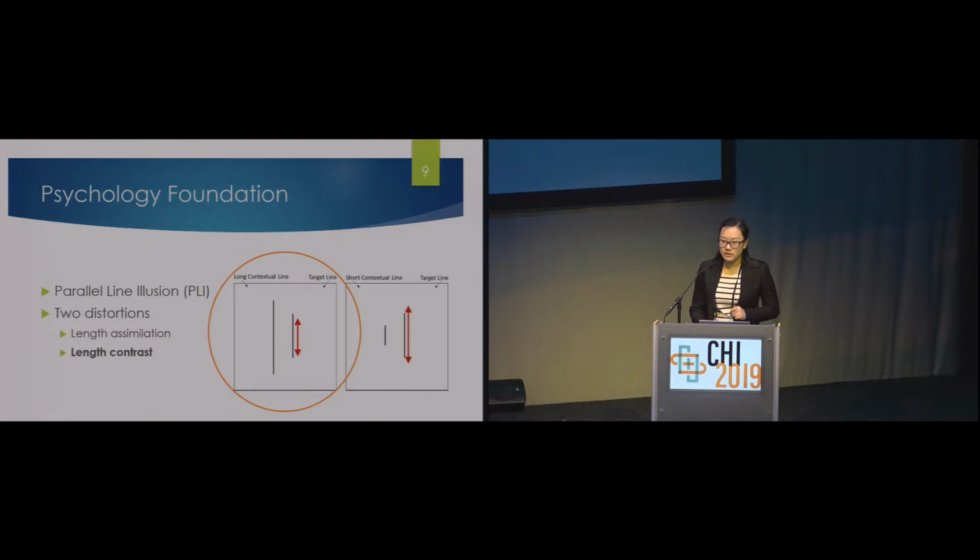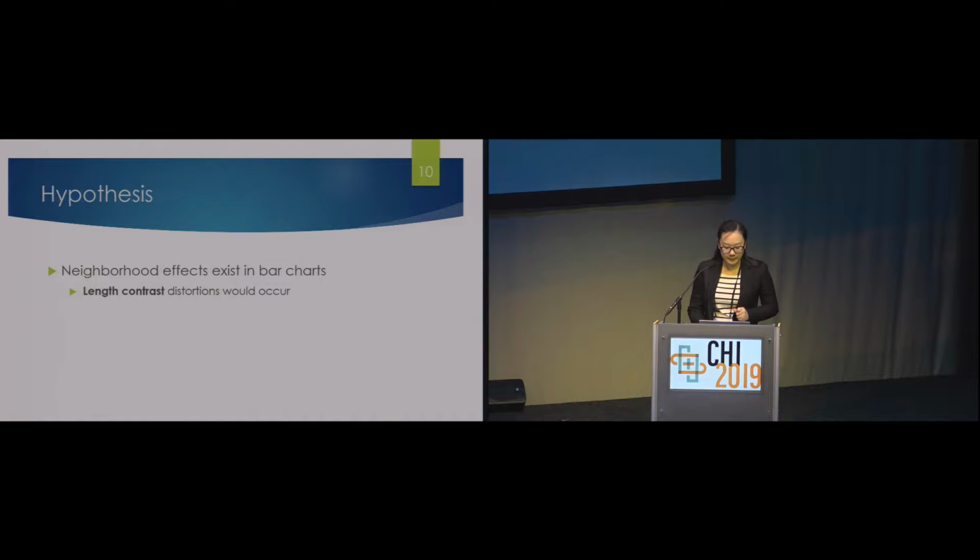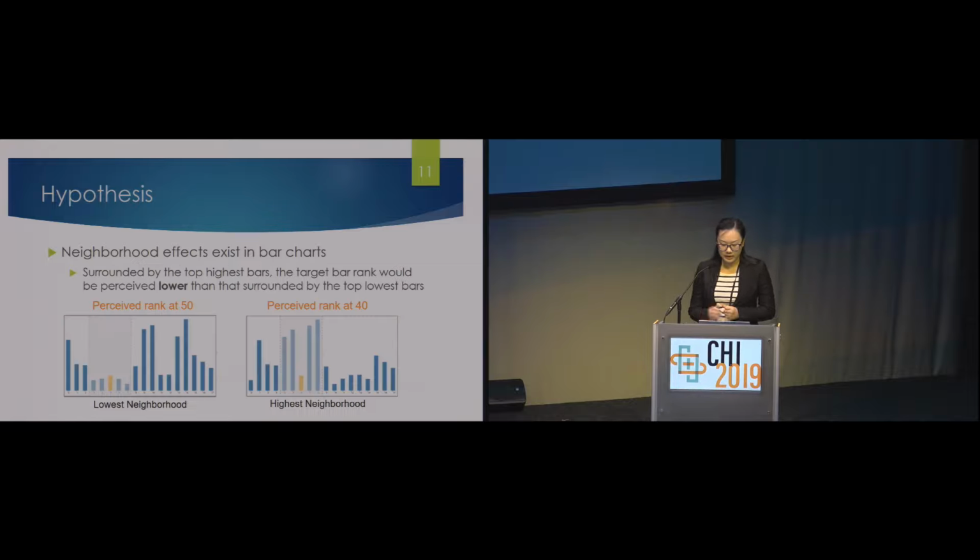An interesting thing is that, under certain circumstances, these two distortions could shift from one another. In our study, we hypothesized that neighborhood effects exist in bar charts, and we anticipate that we will see the dominance of lens contrast distortion. The occurrence of lens contrast distortion is mainly due to our own experimental setting. To be more specific, we want to see that when surrounded by the top highest bars, the target bar rank would be perceived lower than that surrounded by the top lowest bars.